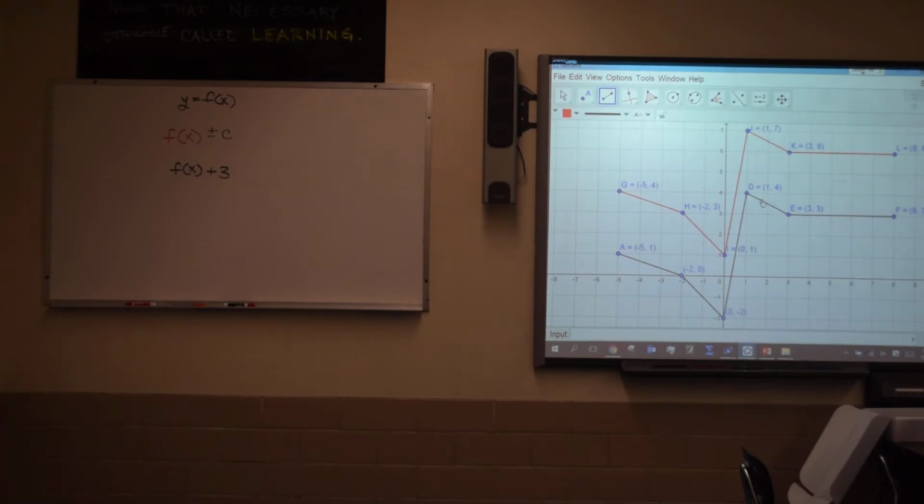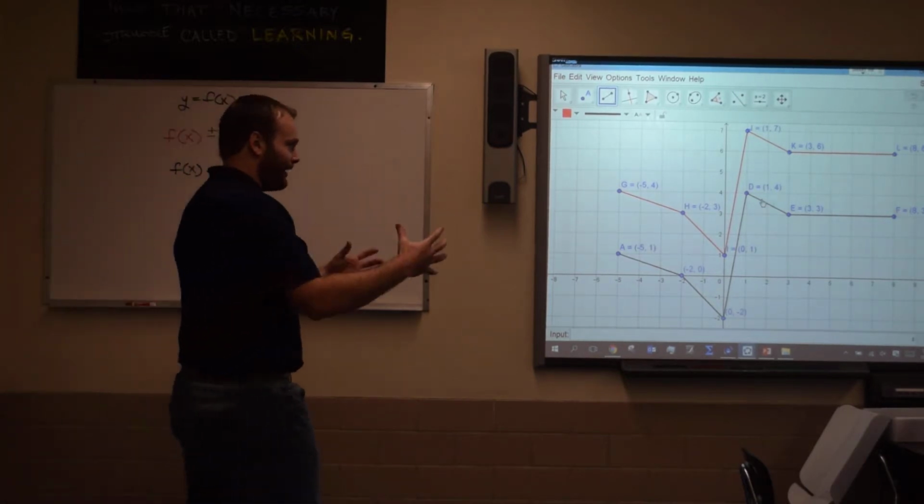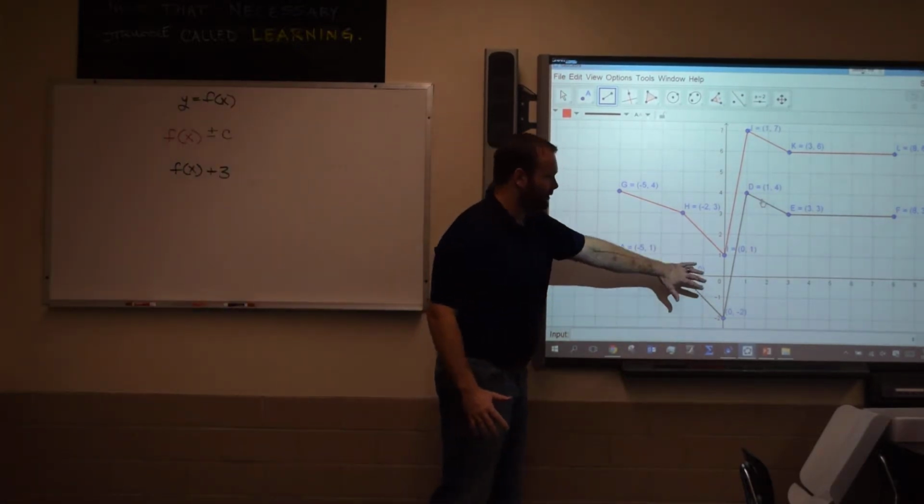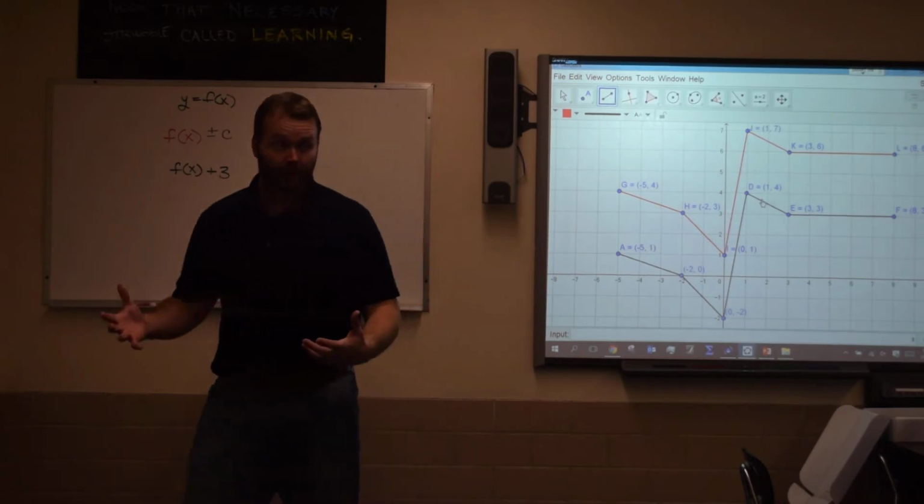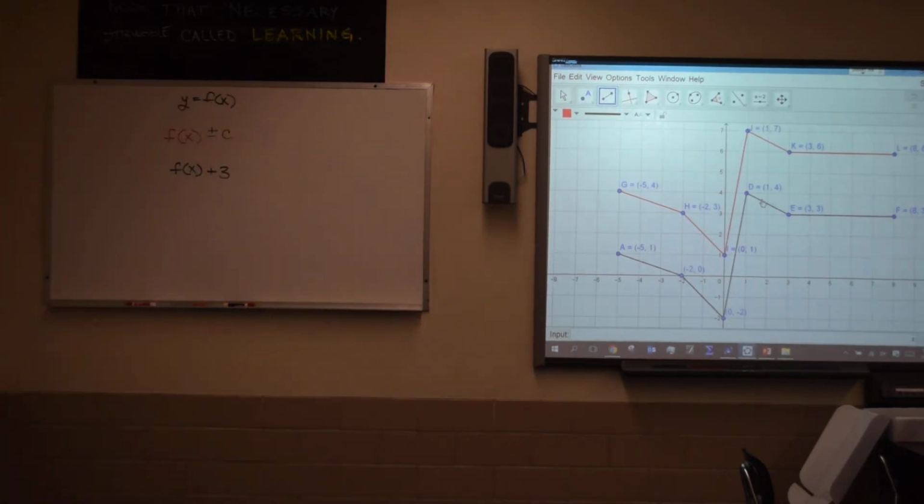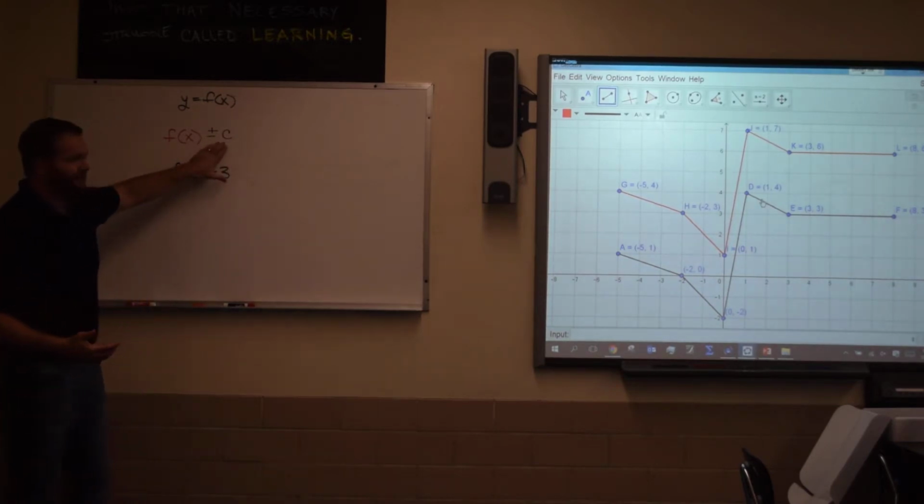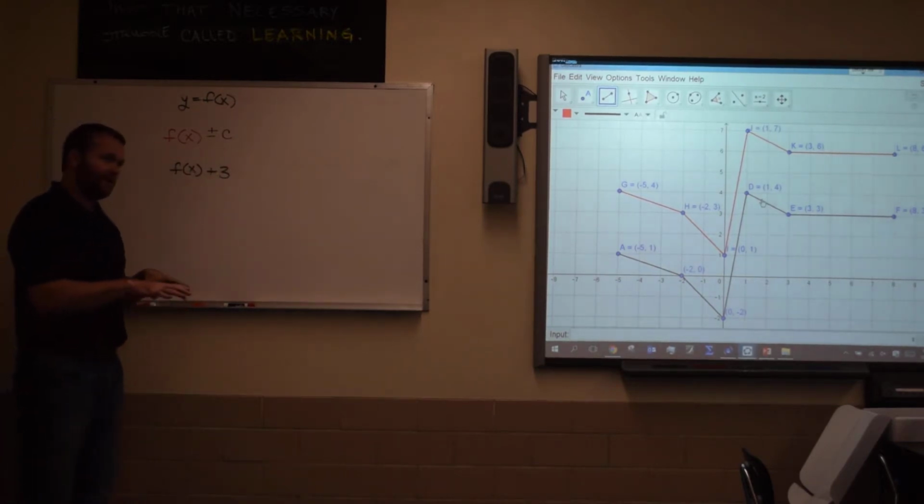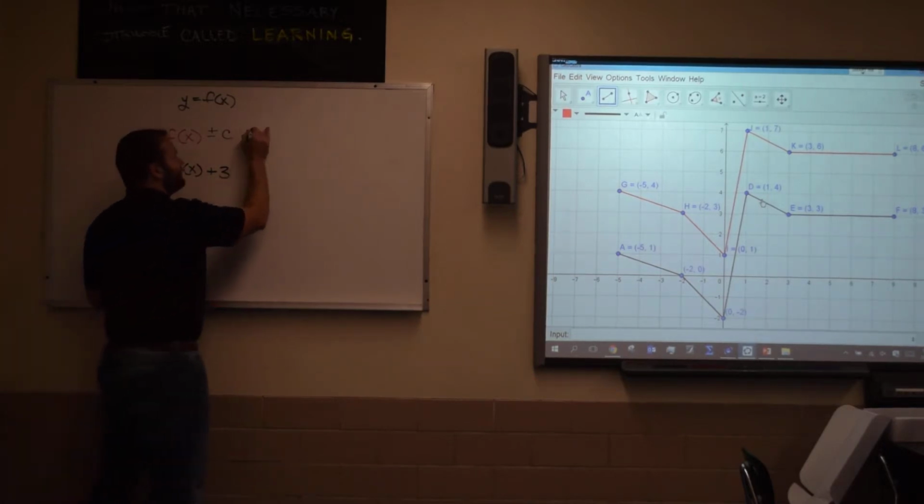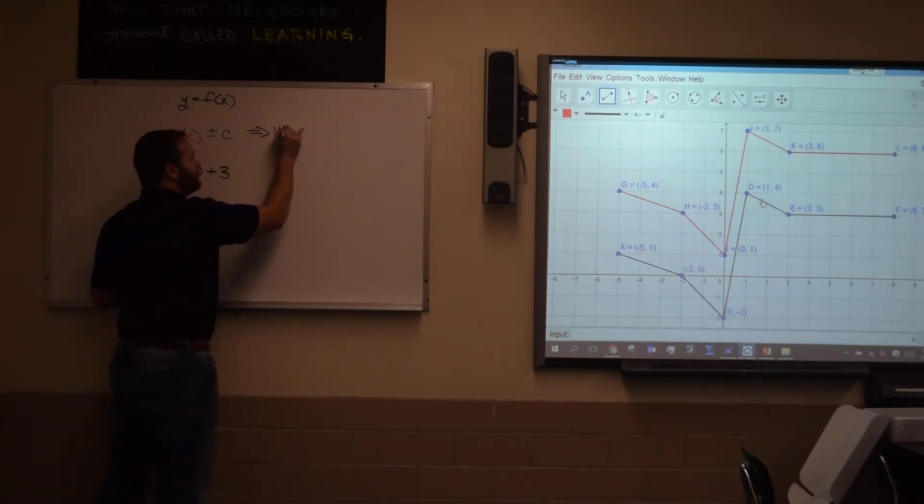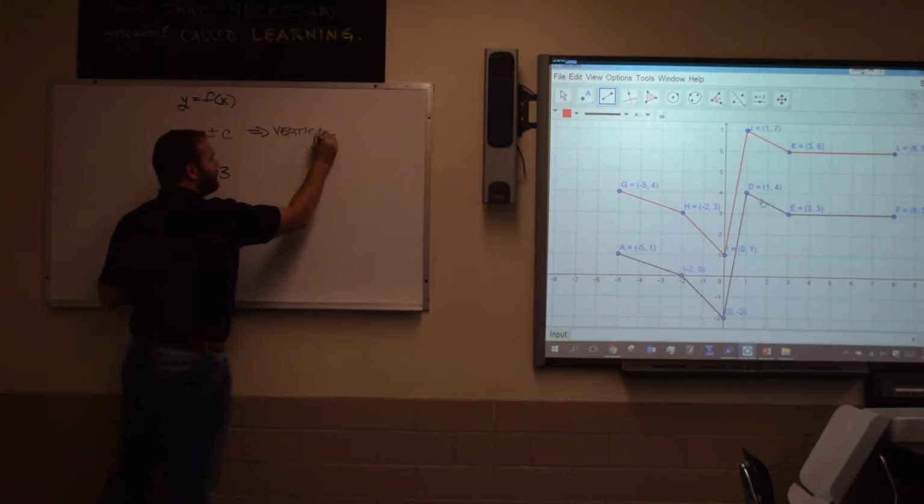Okay? And hopefully you recognize and view that as if I take the black function and I slide it 3 units up, it becomes the red one, right? Okay? So adding c is going to move it up, subtracting c is going to move it down, right? Okay? So this is what we call a vertical shift.